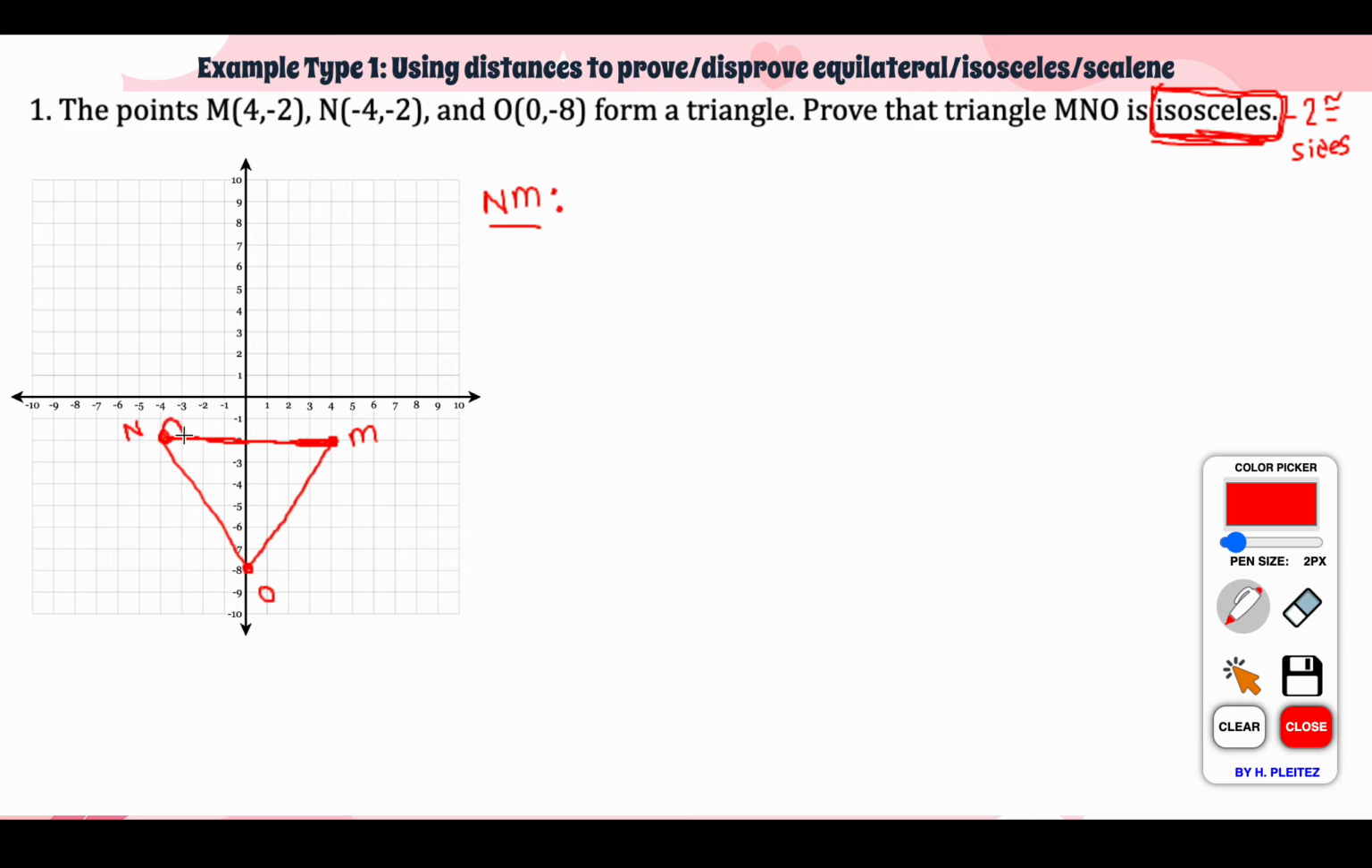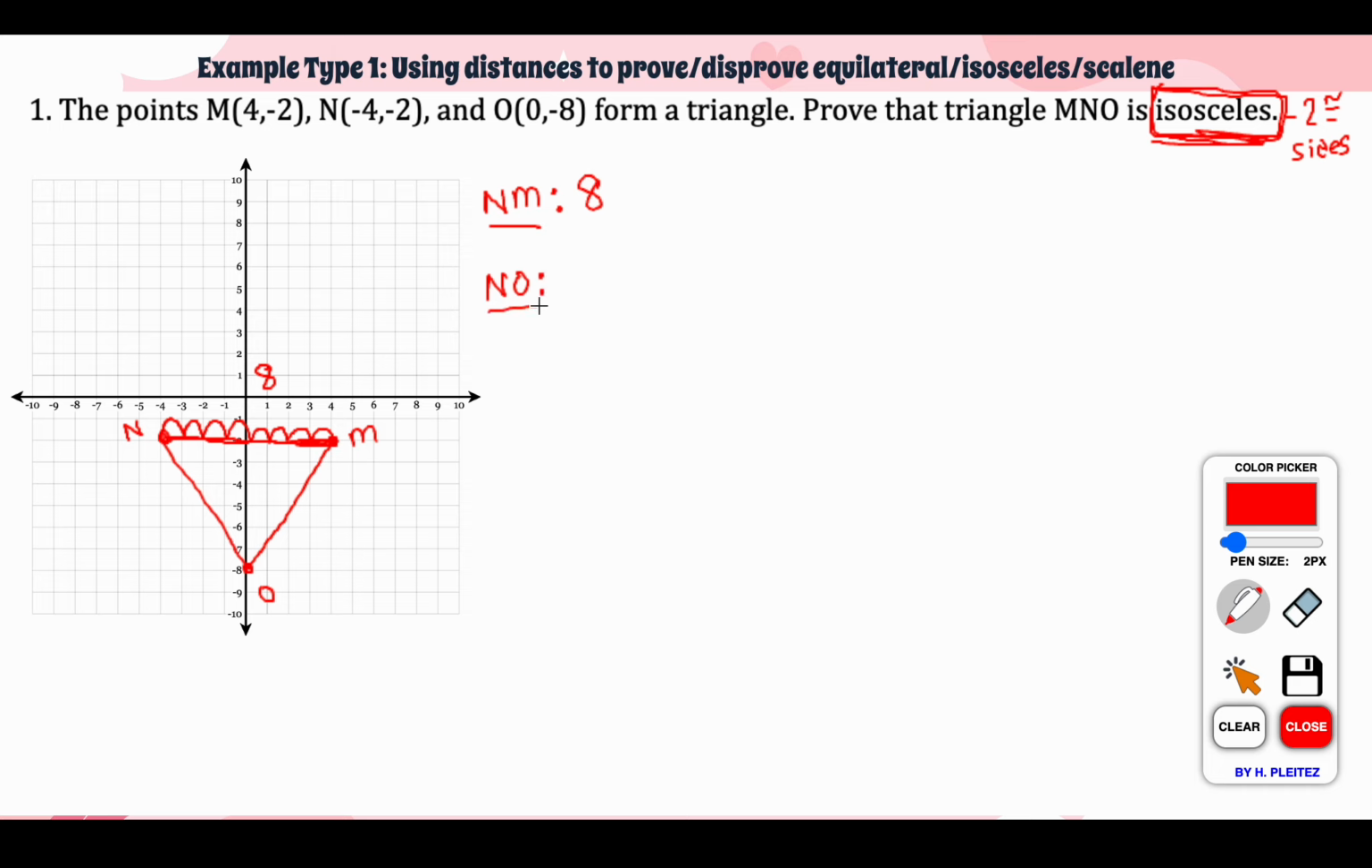So to count, I usually like to do this to ensure that I'm correct. So 1, 2, 3, 4, 5, 6, 7, 8. Go very slow there. So NM is just 8, and we get that just by counting, right? Now, we need the length of NO as well.